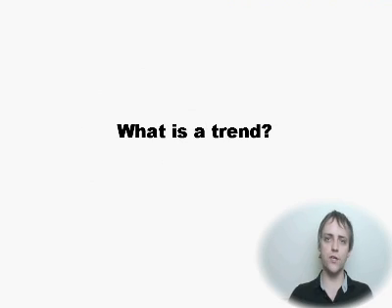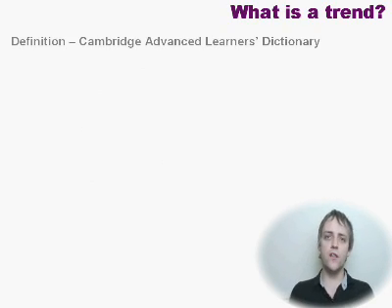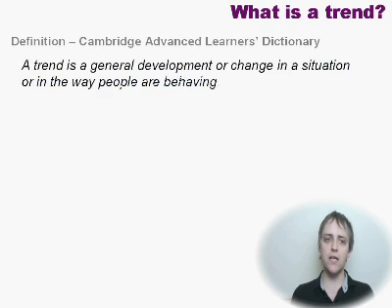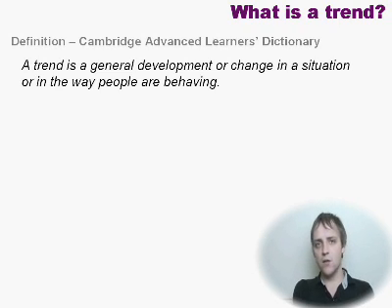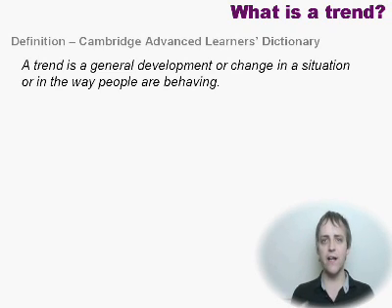Now, first of all, what is a trend? I decided just to give you the Cambridge Advanced Learners Dictionary definition of what a trend is, and we'll look at that a little bit more. A trend is basically a general development or change in a situation, or it's a general development in the way that people behave. So, for example, a situation started in one way in the past, and moving into the future, there's a different situation. So a trend is basically analysing how that situation has changed over a period of time. Okay, so time is a very key aspect in understanding what a trend is.